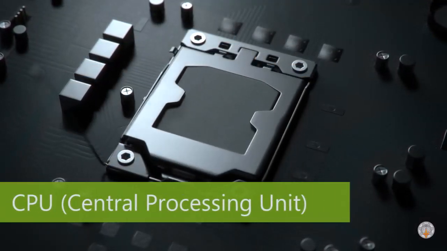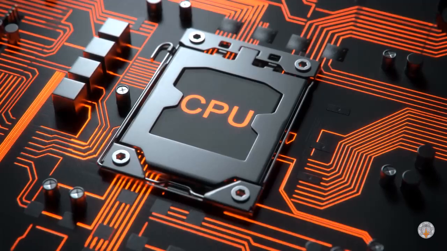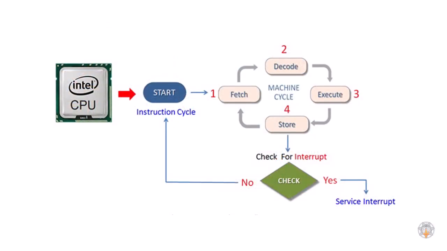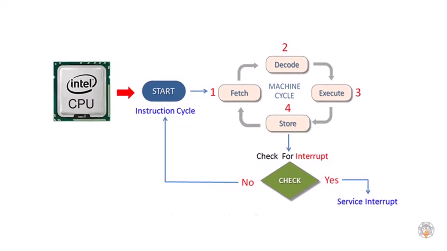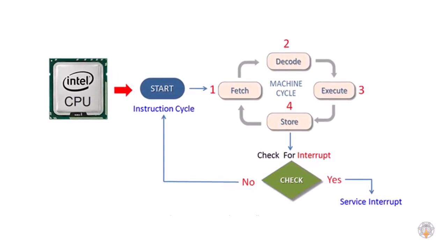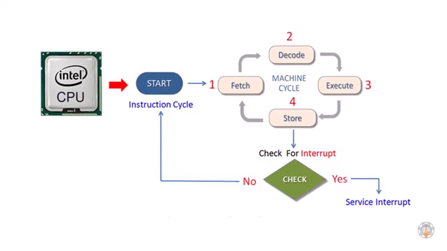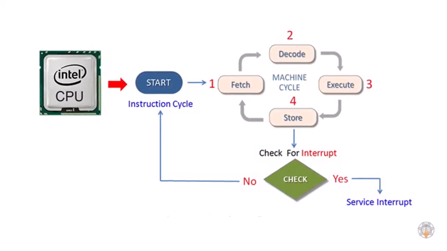CPU, Central Processing Unit. While the CPU is the brain of the computer responsible for executing instructions, it doesn't directly store data. Instead, it relies on memory to access and manipulate data swiftly.